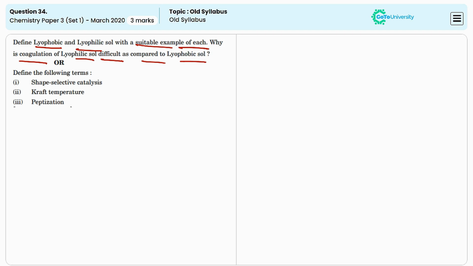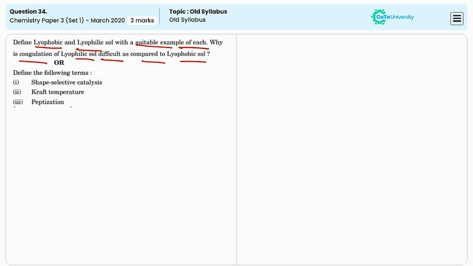Whereas lyophobic salts have less affinity for the dispersion medium and are less stable, the particles in lyophobic colloids are more prone to aggregation and coagulation because they do not interact strongly with the medium. Coagulation can occur more easily with the addition of the coagulating agent or changes in the medium such as adjusting the pH or increasing the ionic strength.